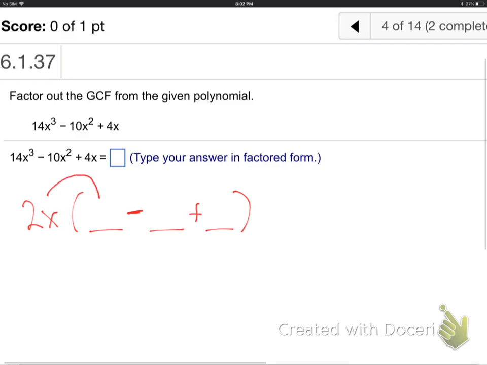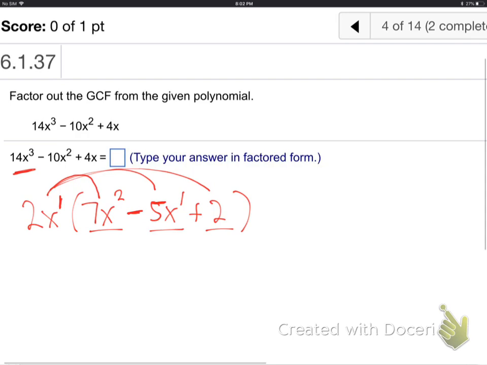2x times what? We'll go back to 14x cubed. Remember, out front numbers multiply, powers add. So what do I need? 7. 2 times 7 will go back to 14. x squared, because this is an invisible 1. Out front numbers multiply, powers add. So, so far so good. Middle? 5x, because again, the invisible 1, powers add, that'll go back. And the last one? 2. And there we go.